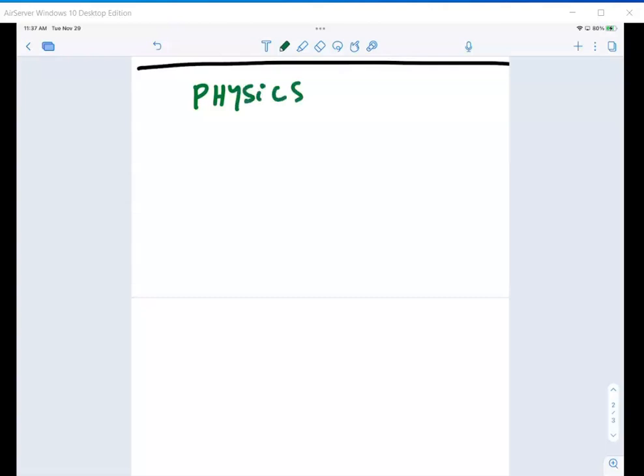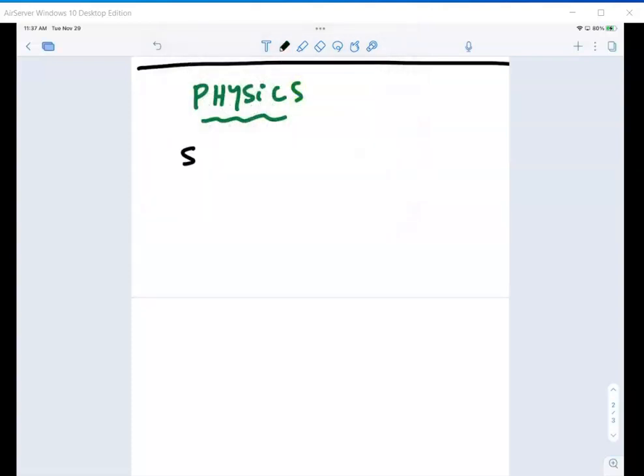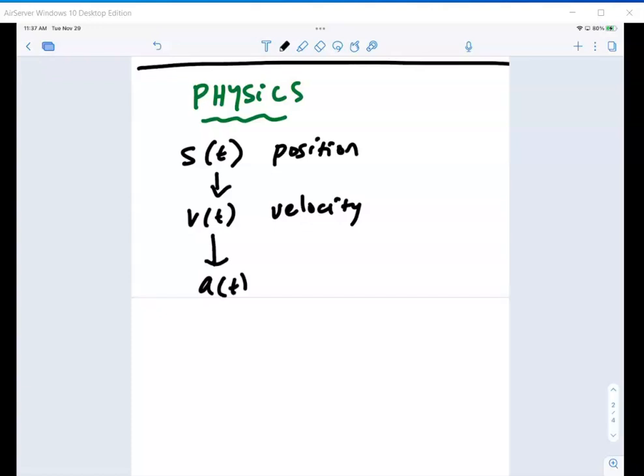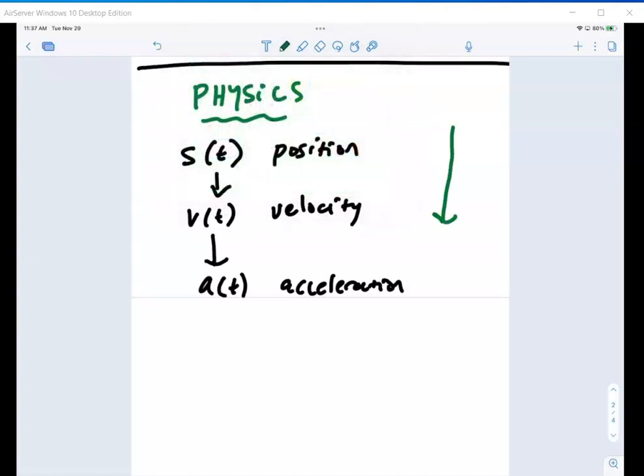Okay, here's what you need to know. You have your regular position function, sometimes called s of t, or x of t, or whatever. If I take a derivative of that, I get velocity. If I take a derivative of that, I get acceleration. Basically, I take derivatives to go between one and the next. You definitely want to know that.